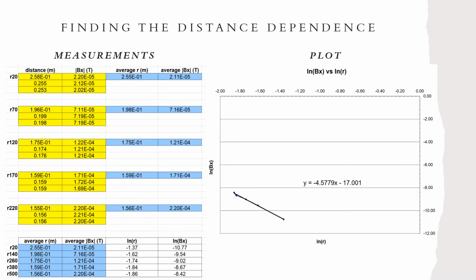So over here we see the different measurements that I found in the first part of the lab, where we had to measure the distance at which the net magnetic field would be 20 microteslas. After recording all of this data, we found the averages of each, and with these averages we plotted onto this plot here on the right.